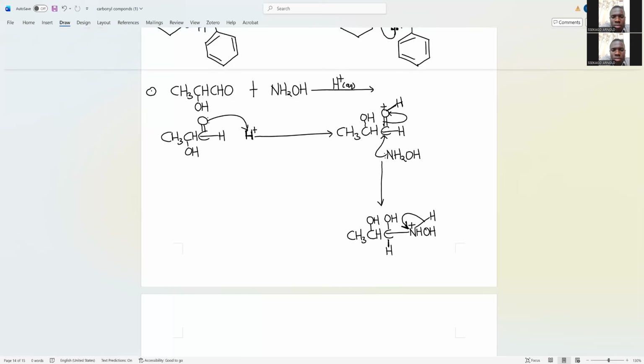Therefore, it goes that way so that we have a hydrogen shift, resulting in formation of CH3, CH, OH, C, OH. These are now two hydrogens.